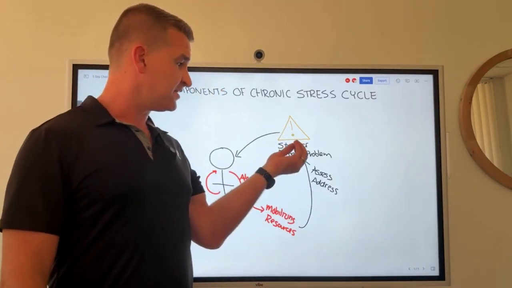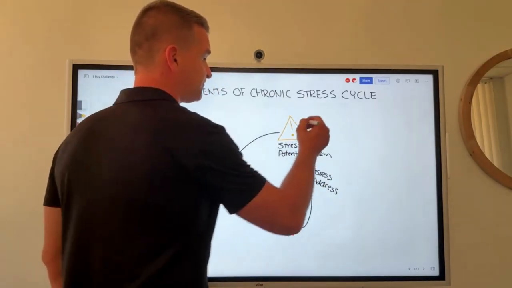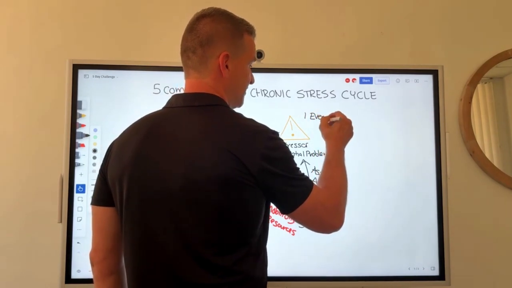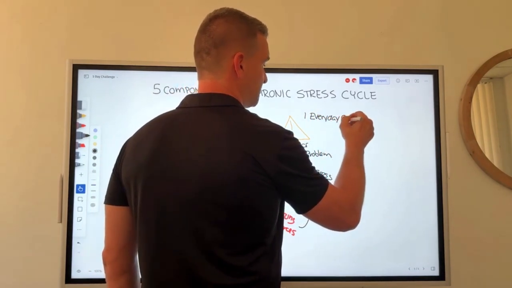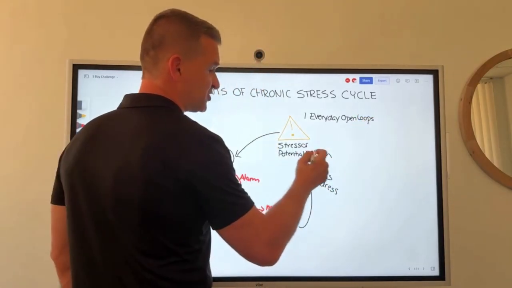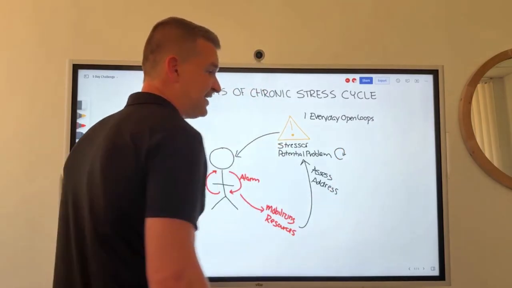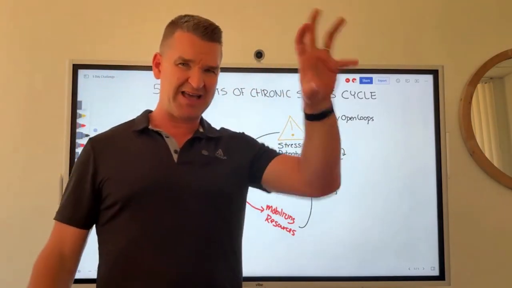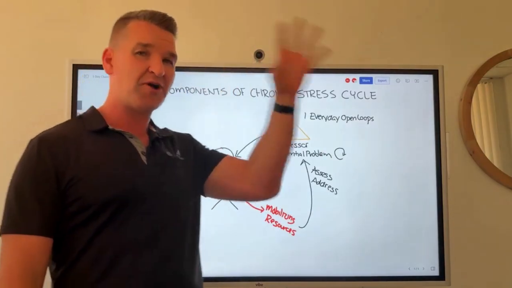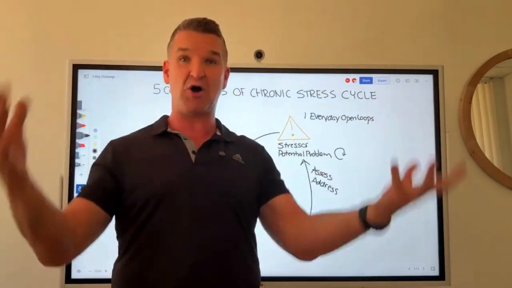Now, this brings me to the first component of the chronic stress cycle. It's all these small potential problems. I call them the everyday open loops. And so when you think about a potential problem, it's an open loop, meaning there's something that we haven't solved for here. There's something that's like, there's a problem here. I don't have a solution. Maybe I'm not even sure what the problem is, but there's an open loop.